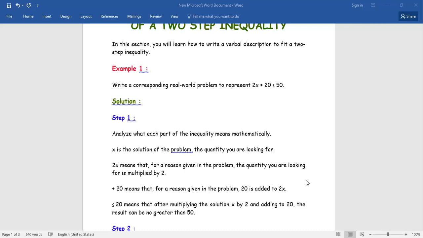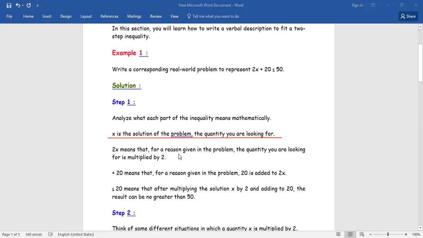The first step for any inequality, when we want to know how to write a verbal description to fit a two-step inequality, is to analyze what each part of the inequality means mathematically. Thank you so much. So the first step is to analyze what each part of the inequality means mathematically. We will move to the second step.